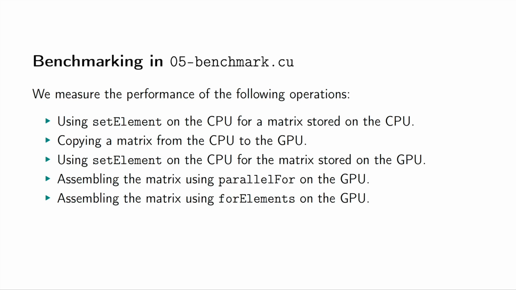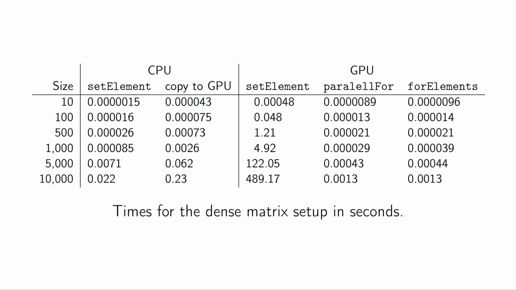The benchmarking is conducted on square matrices of varying sizes. The benchmark includes the following measurements: the time it takes to construct the matrix on the CPU, the time it takes to copy the same matrix from the CPU to the GPU, the time it takes to construct the matrix on the GPU using the setElement method but calling it from the CPU, meaning each matrix element is copied individually to the GPU. The time it takes to construct the matrix on the GPU using the parallelFor function, which means that the setElement method is called directly from the GPU. The time it takes to construct the matrix on the GPU using the forElements method. The results are summarized in the following table.